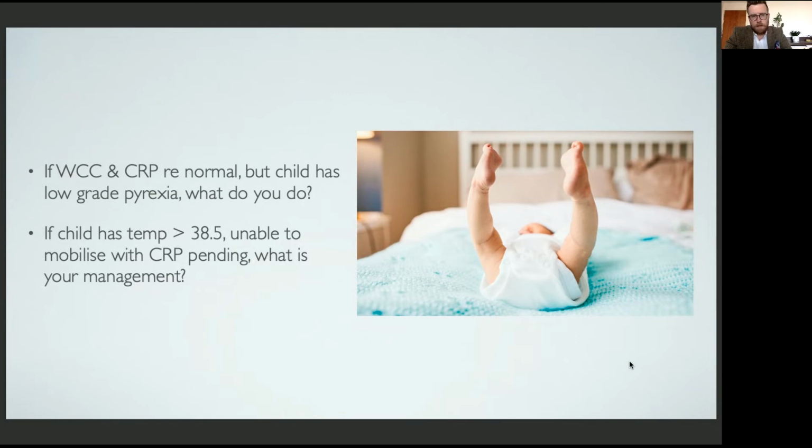So if instead your child has a temperature over 38.5 and they're unable to mobilize with the CRP being pending, what's your options for management? How'd you go about doing so? So Lubna said antibiotics. Okay. And analgesia. Okay. Anna said antibiotics and pain relief. Keep overnight and observe, by Nisha. I like that. So somebody said fluids, IV fluids. Yeah.